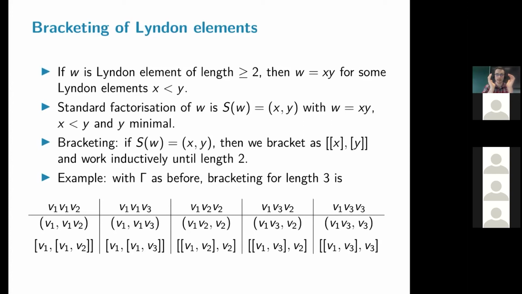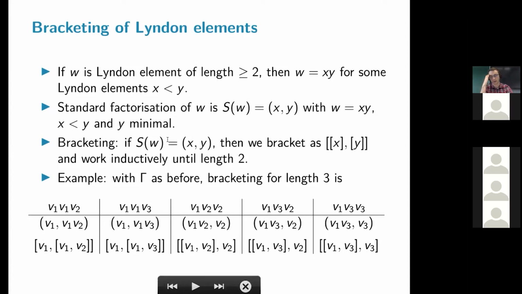So any Lyndon element of length at least 2 is the product of two smaller Lyndon elements, where the first one, x, is also strictly smaller than the second one, y. Now, there might be several factorizations. You can, perhaps not for length 3, but for longer lengths, there will be multiple possibilities to decompose your Lyndon element as a product of two other ones. And you choose the one where your second element, y, is minimal. So it's the smallest one in all possible factorizations that satisfy also this condition. This factorization is referred to as the standard factorization of w.